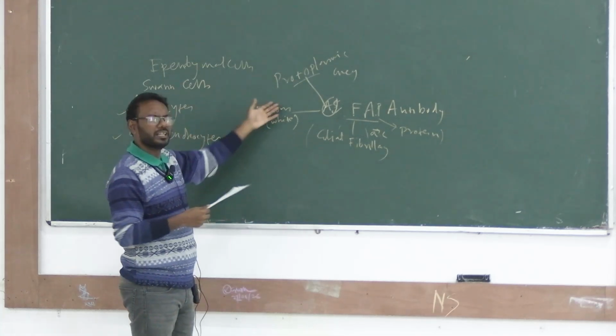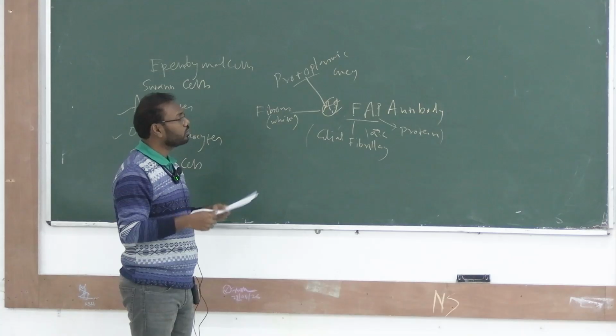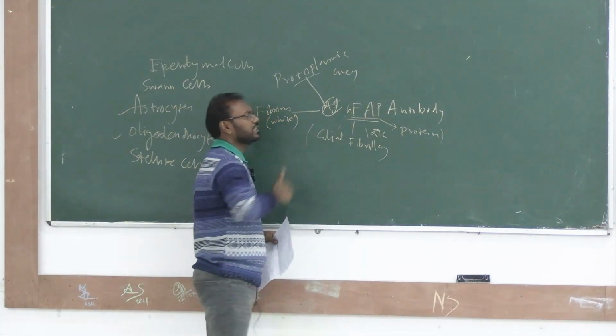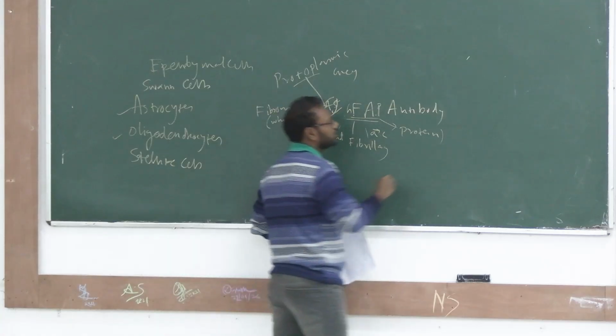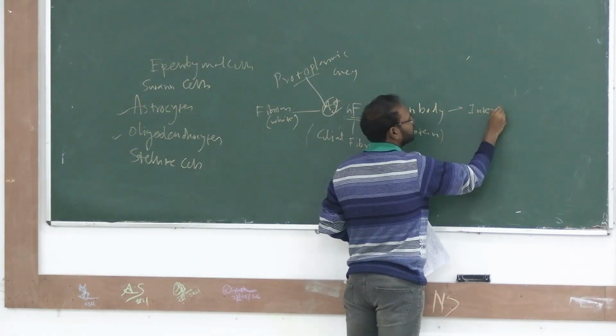That's all for this. Next we will be moving into functions, and also this GFAP antibody, they are actually types of intermediate filaments.